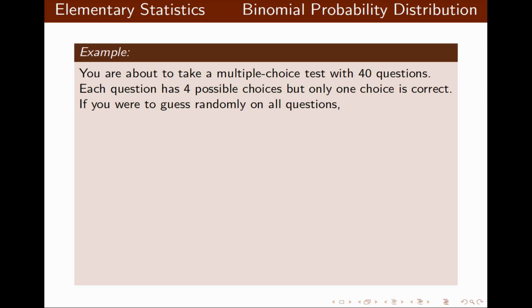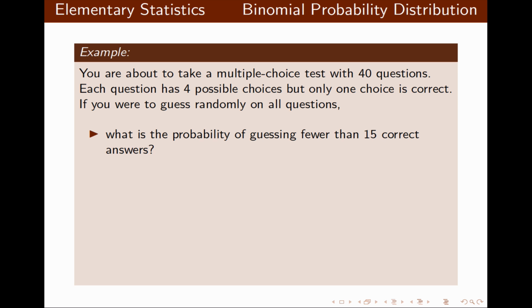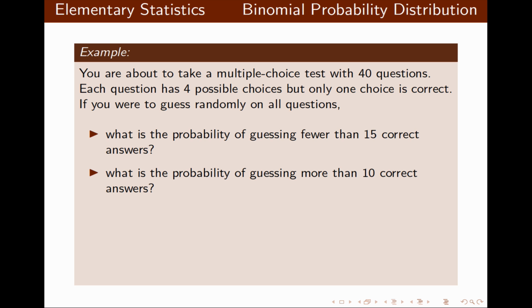You're about to take a multiple choice test with 40 questions. Each question has 4 possible choices but only one correct choice. If you were to guess randomly on all questions, what's the probability of guessing fewer than 15 correct answers?